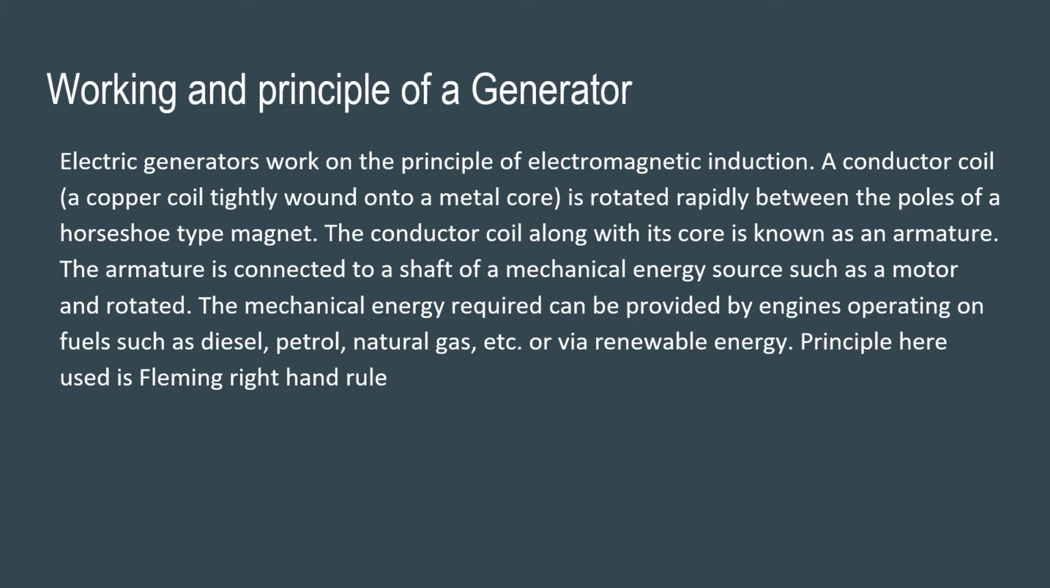Working of a generator. Electric generators work on the principle of electromagnetic induction. A conductor coil, a copper coil tightly wound on a metal core, is rotated rapidly between the poles of a horseshoe type magnet. The conductor coil along with its core is known as the armature. The armature is connected to the shaft of a mechanical energy source such as a motor and rotated. The mechanical energy required can be provided by engines operating on a fuel such as diesel, petrol, natural gas, etc., or by renewable energy. The principle used here is Fleming's right hand rule.